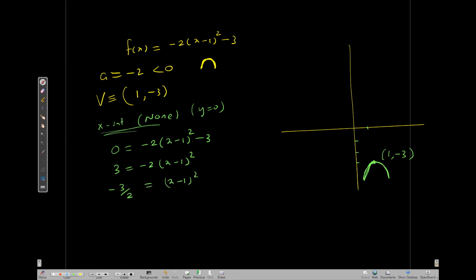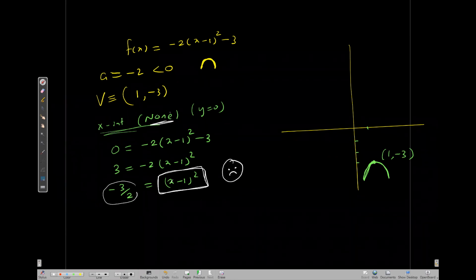Now this is weird, right? Why? Can you see that? Because the right-hand side is a square. It will always be positive, or the minimum value may be 0, but it will never be negative. And the left-hand side is negative, so it will never happen. So none. That is correct.